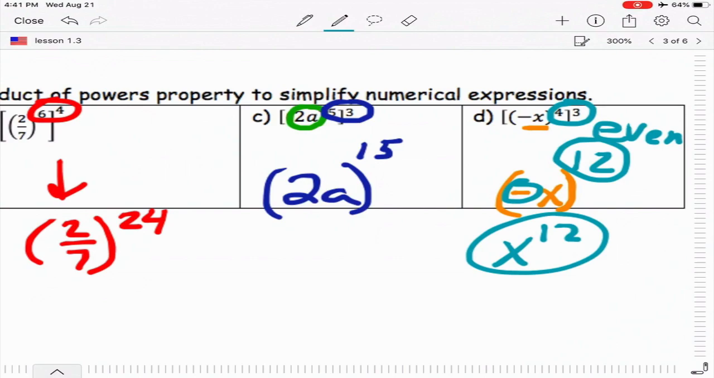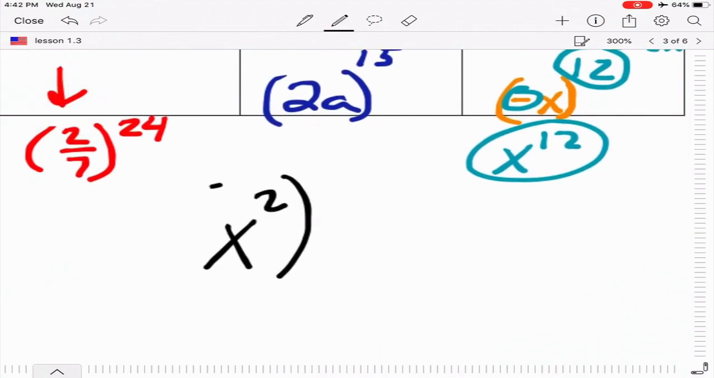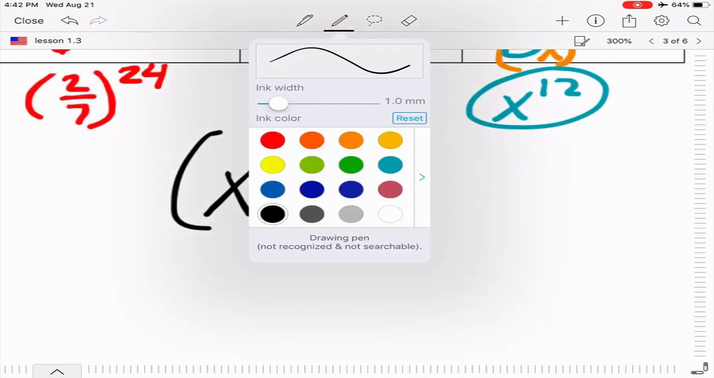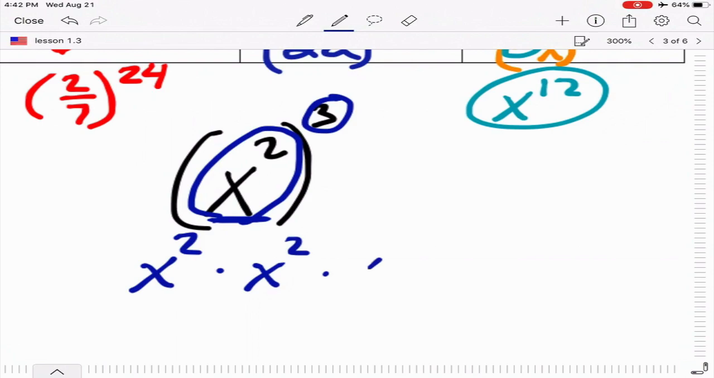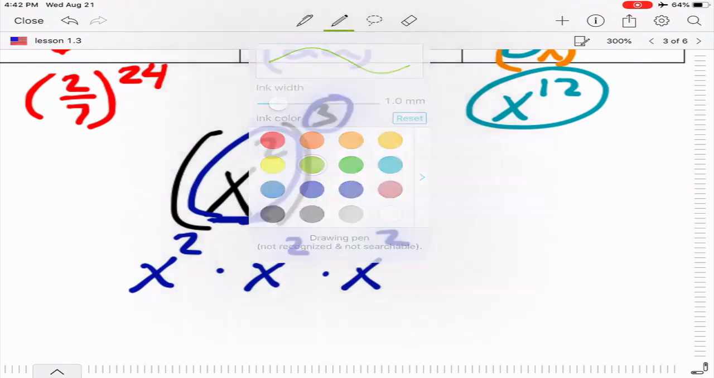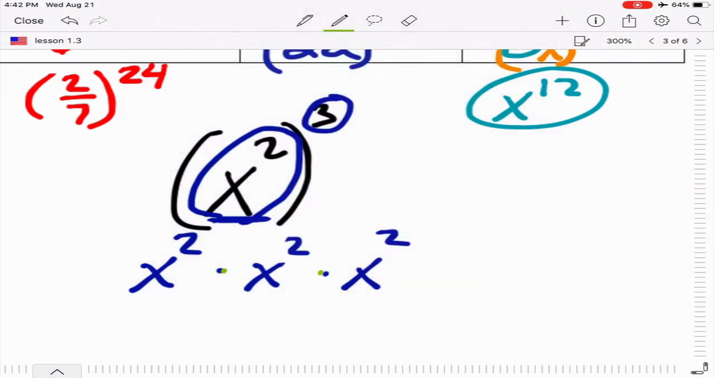So I want to quickly just go over the why now. Why do you multiply the exponents instead of adding them or subtracting them? X squared to the 3rd power. Well, think about it. My base here is technically x squared. And how many x squares do I have? Oh, you have 3 of them. So you have x squared once, x squared twice, and x squared 3 times. And then here, because you're multiplying the same base, technically you add the exponents. And 2 plus 2 is 4, plus 2 is 6.